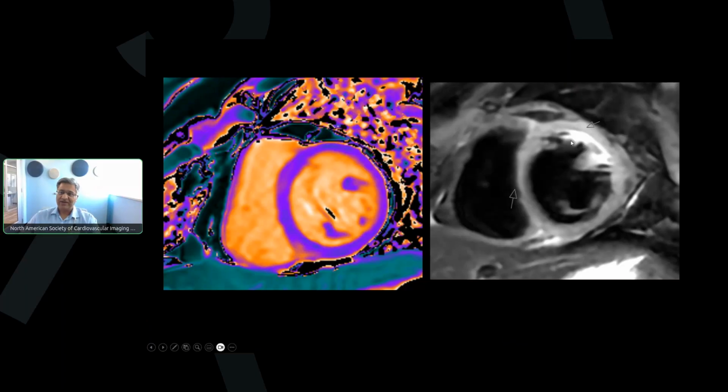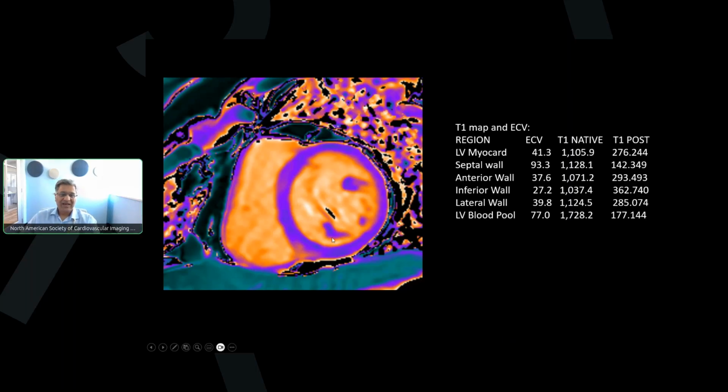This is a T2 weighted image. You can see the increased signal intensity compared to the normal myocardium. And then this is a T1 weighted image over here. Again, the T1 times were elevated in the myocardium. And then this is kind of what we did, the ECV calculation.